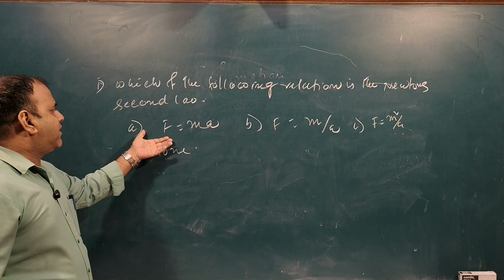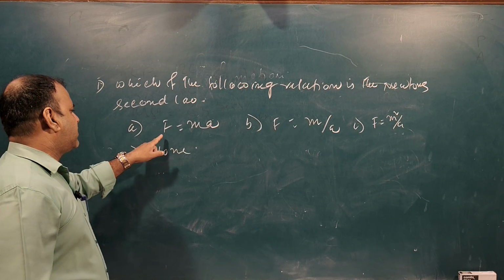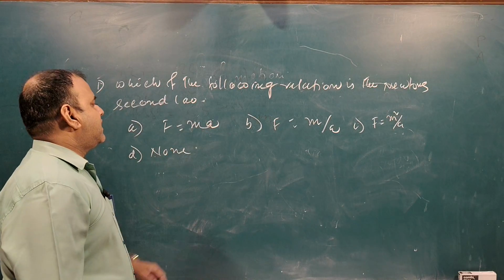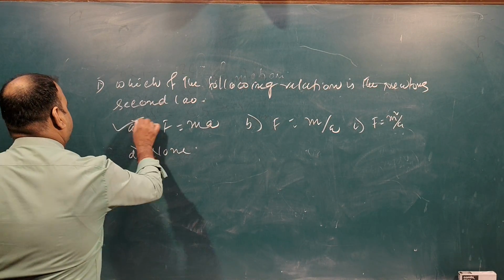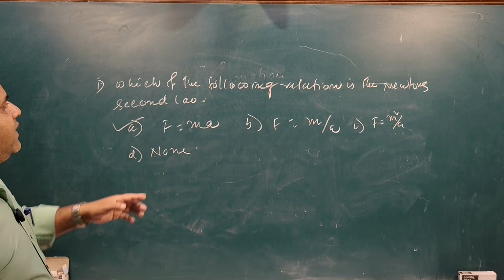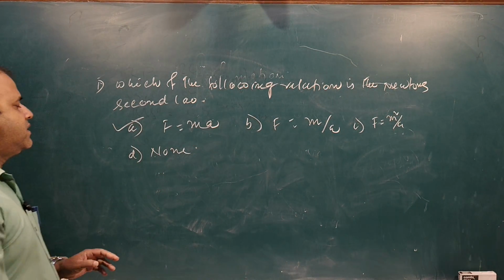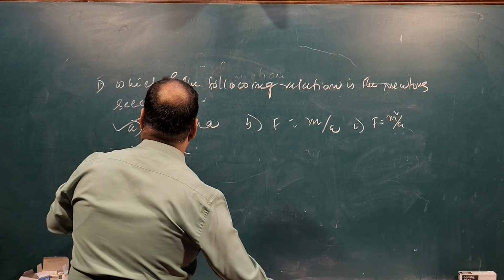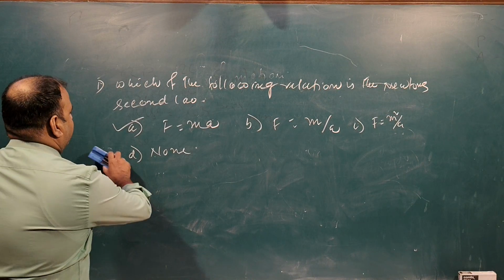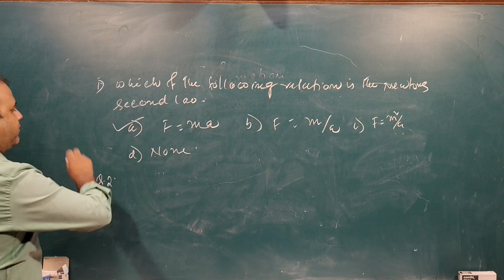This formula I have already given to you. This is Newton's second law. The physical significance of the formula you already know: F means force, m means mass of the body, and a means acceleration. So the first formula will be the correct option. F is equal to ma is Newton's second law. Now I am going to discuss a numerical problem related to this, and how we can solve problems related to F is equal to ma.